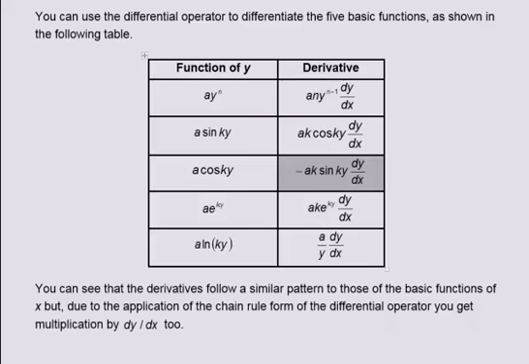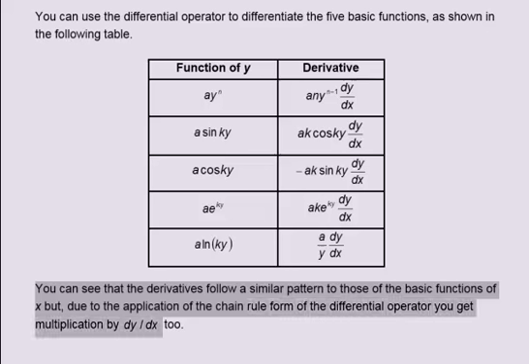If the function of y is a cos ky, its derivative is minus ak sine ky multiplied by dy by dx. If the function is a multiplied by e to the ky, its derivative is ak e to the ky multiplied by dy by dx. If the function is a multiplied by the log of ky, its derivative is a divided by y multiplied by dy by dx. You can see that the derivatives follow a similar pattern to those of the basic functions of x, but due to the application of the chain rule form of the differential operator, you get multiplication by dy by dx too.